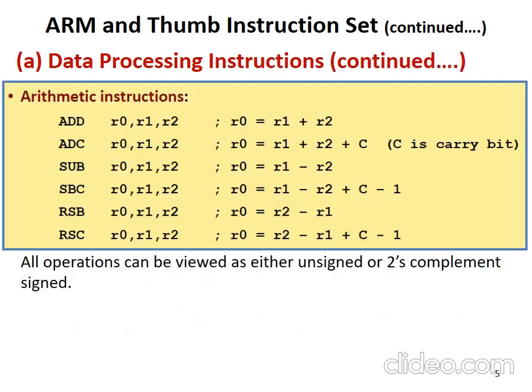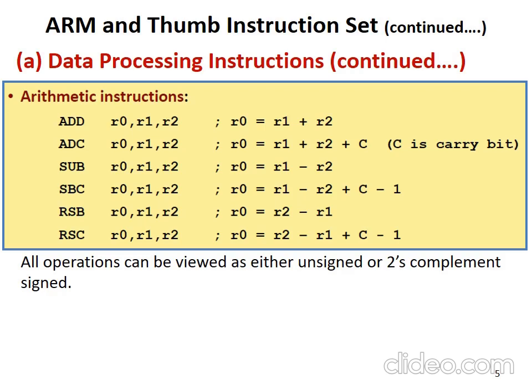Next, in data processing instructions, we have arithmetic instructions: ADD, add; ADC, add with carry; SUB, subtract; SBC, subtract with carry; RSB, reverse subtract; RSC, reverse subtract with carry. ADD R0, R1, R2. Here R0 is the destination register, R1 and R2 are the source registers. So the contents of R1 and R2 are added, and that result is loaded in the R0 register. Similarly for ADC, SUB, SBC.